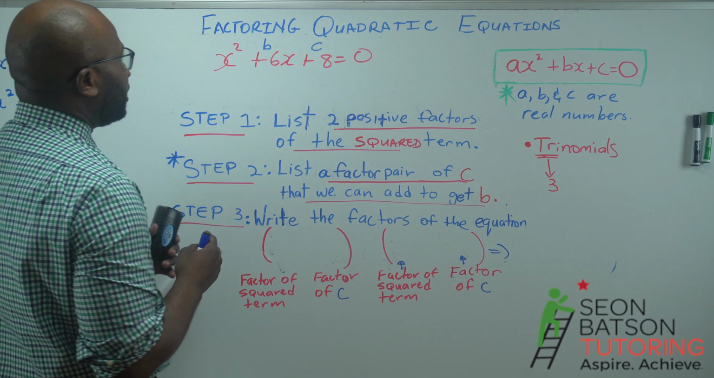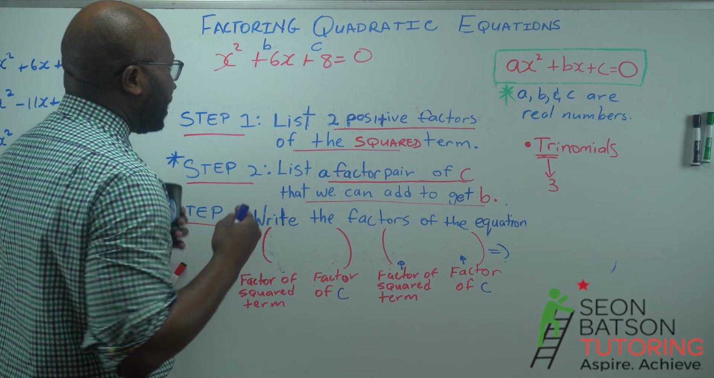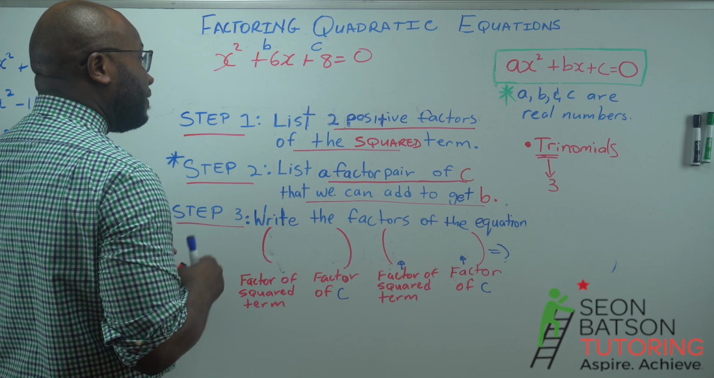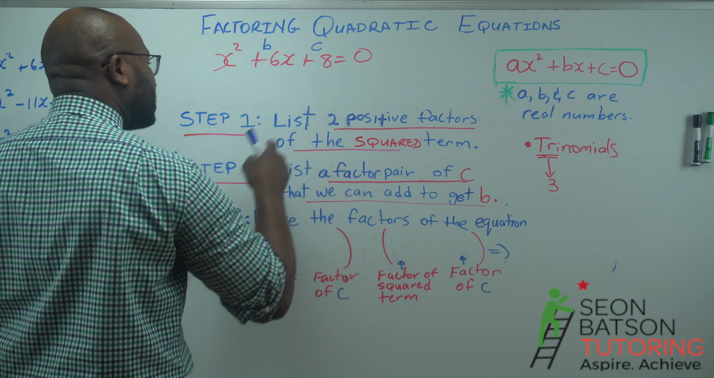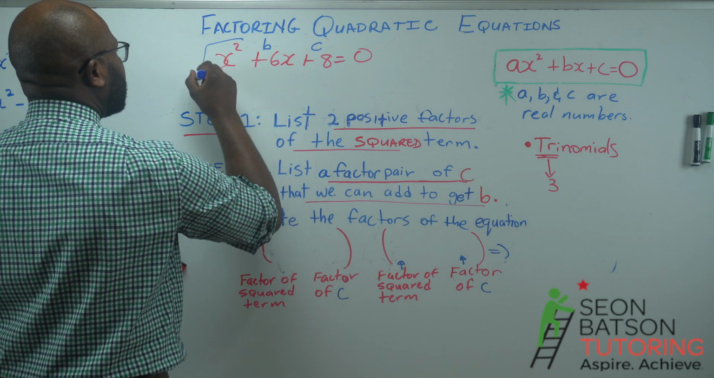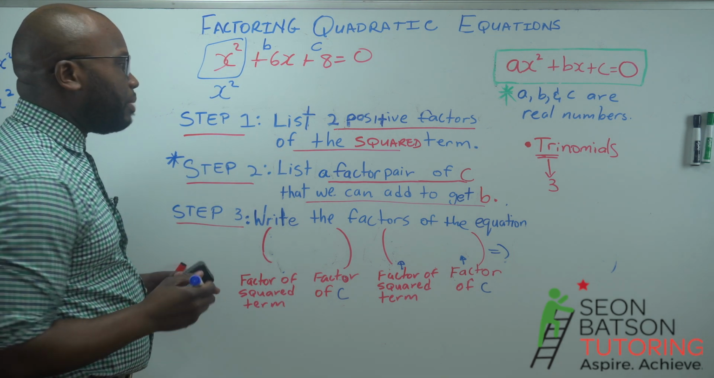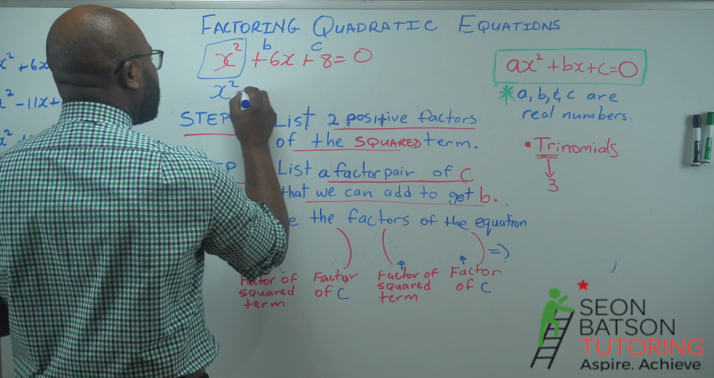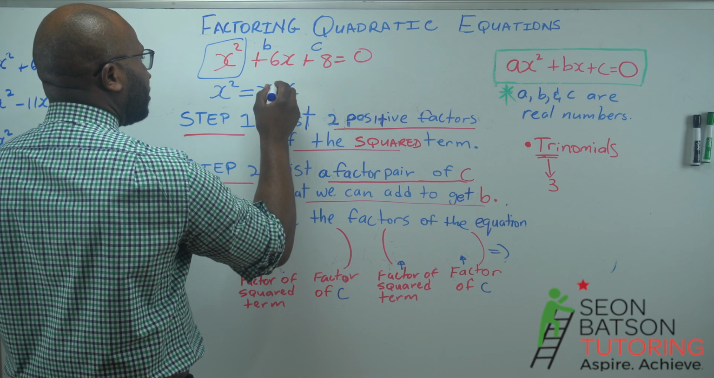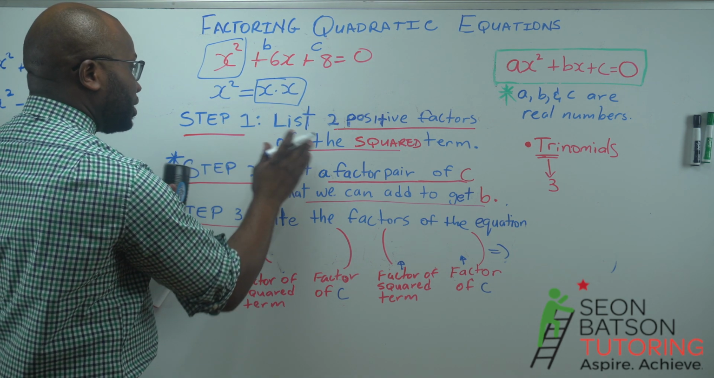Again, the first equation here we have x squared plus 6x plus 8. Now, the first step would be to find or list 2 positive factors of the squared term. The squared term here in this example is x squared. So we list 2 positive factors of x squared. 2 positive factors of x squared are x and x. Why? Because x times x is equal to x squared. So we are done with step 1.